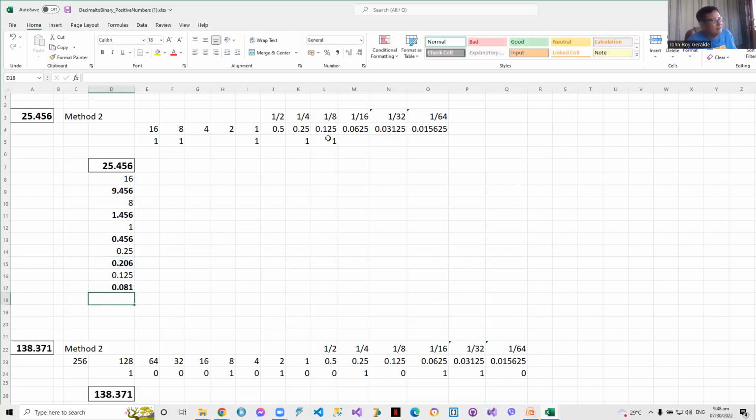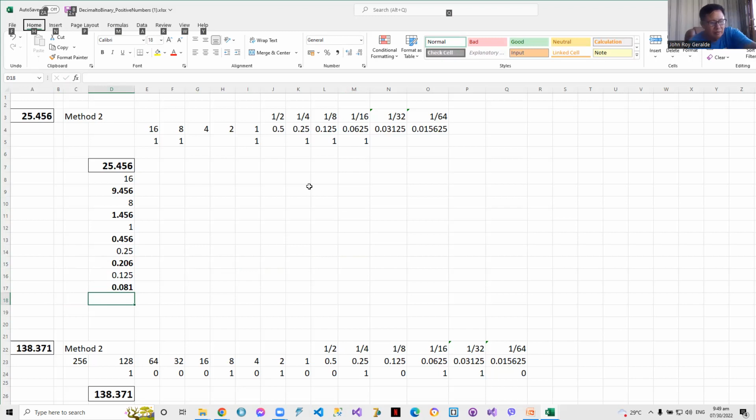It's not yet a 0. Okay? So, we pick. Now, you will know that you have picked the wrong number because if you minus, it will become negative. Do you follow? Which number is immediately lower than 0.081? It's 0.0625. So we pick this and we mark, and then we subtract 0.0625.